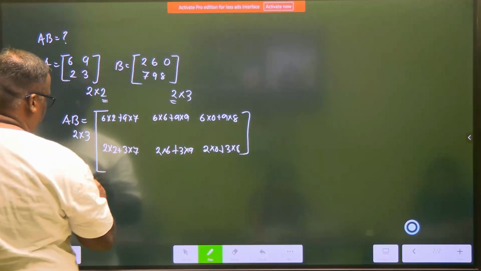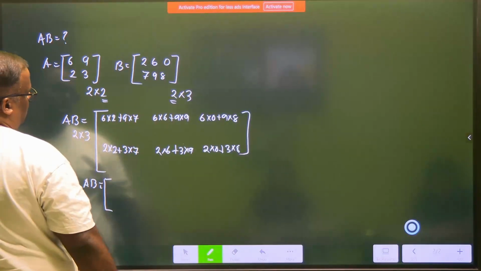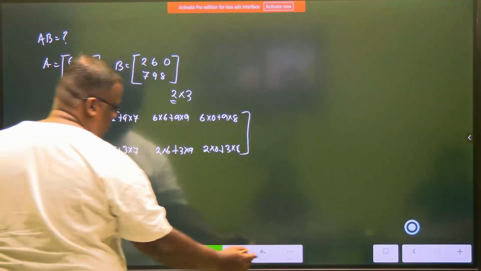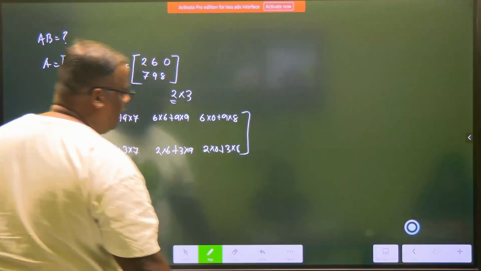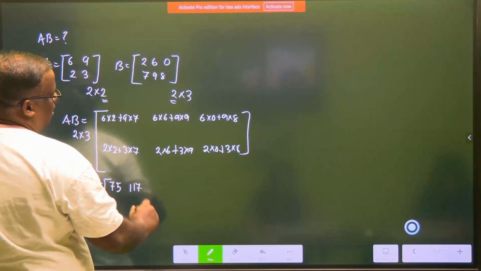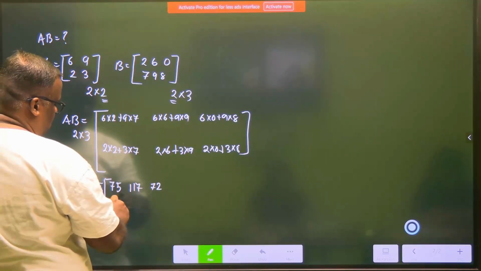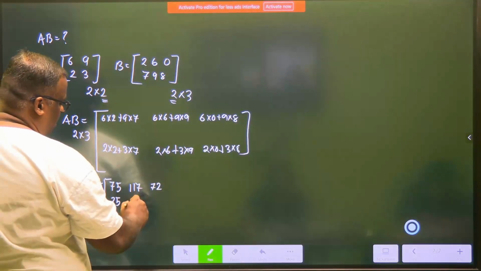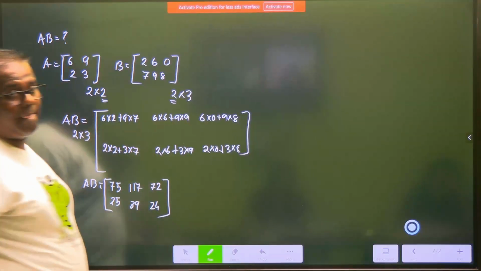So let's find AB finally. So this is 6 2s are 12. 7 9s are 63. 12 plus 63 is 75. Then this is 36, 81, 117. Then this is 0, 72. 4 and 21 makes it 25. 12 and 27 makes 39. And 3 8s are 24. Is this the answer? Okay.